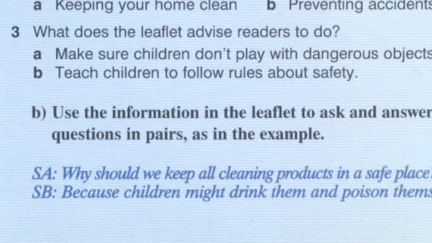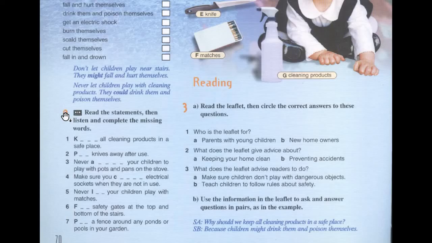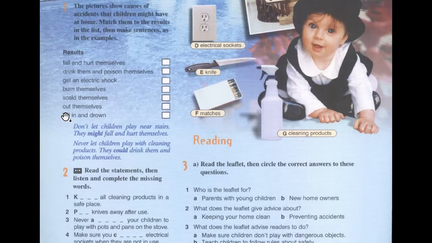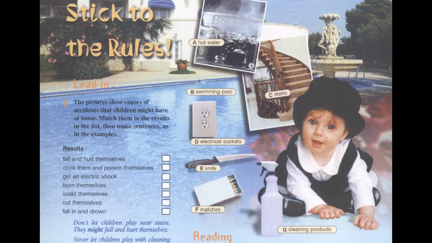Look at exercise part B. We don't need to complete this part, so the first page is done. And let's move to another page. Just remember, we started Unit 10 and it's all about sticking to the rules. Particularly, our goal is to warn the parents with young children to keep an eye on the children to prevent accidents.